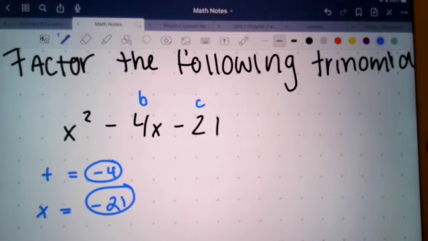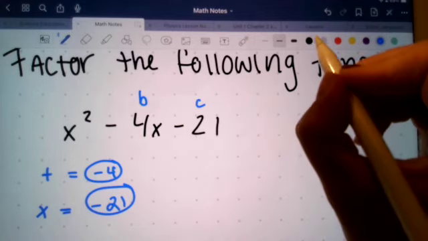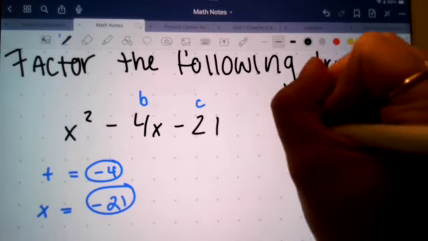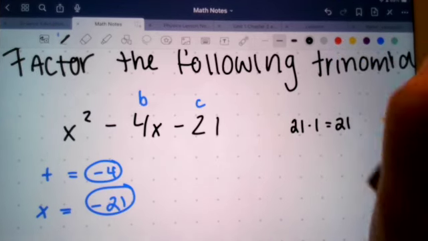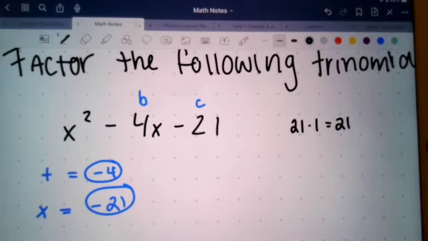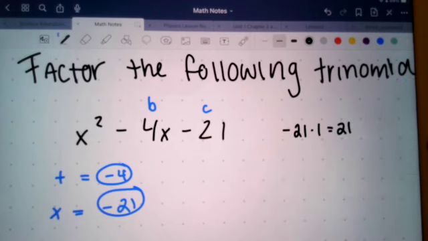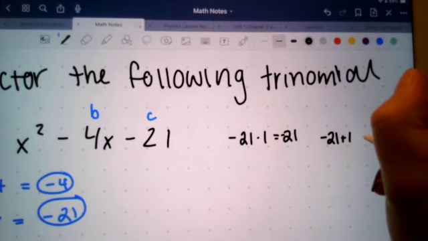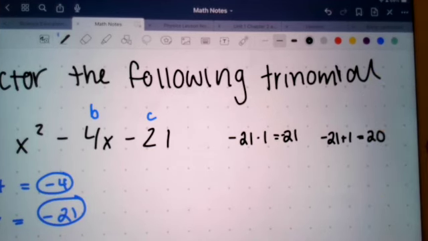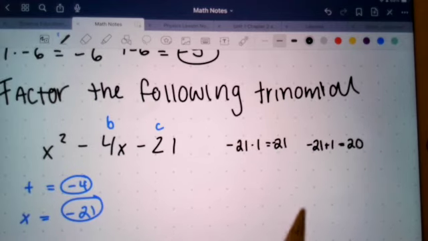So now I begin to try to find the numbers that are going to add to equal -4 and multiply to equal -21. And I'm going to do that with my list method. So 21 times 1 equals 21, but I remember it's a negative value, so at least one of those needs to be negative here. So I write that out, and then I'm going to go -21 plus 1 is -20. Okay, that's not my value because it does not add to equal my sum of -4.